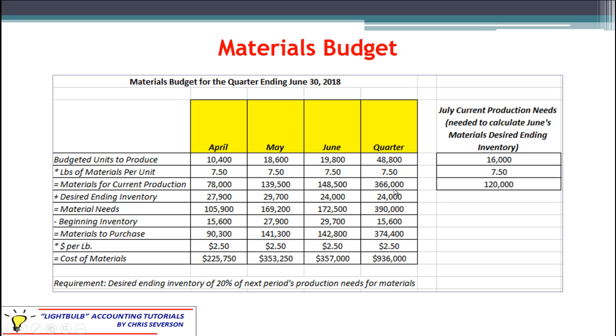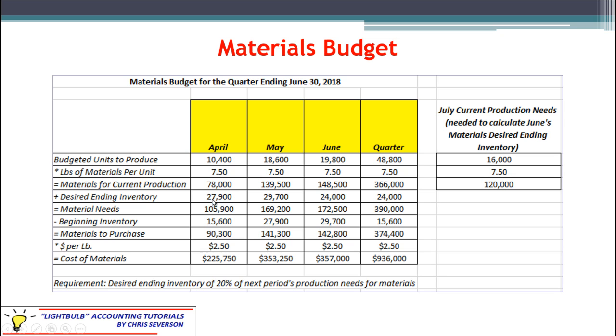The 366,000 is indeed a total for all 3 months in that quarter. But as I said before, we have a desired ending inventory here, which, as you can see at the bottom, is 20% of the next period's production needs for materials. So our desired ending inventory for April is going to be 20% of May's production needs. So 139,500 multiplied by 20% is going to be this 27,900.